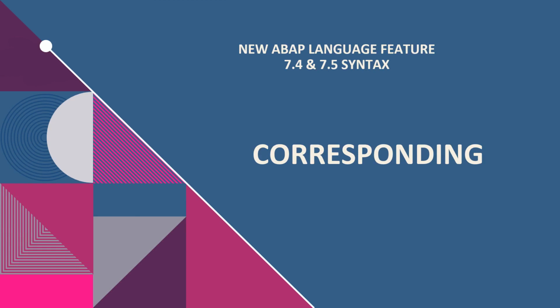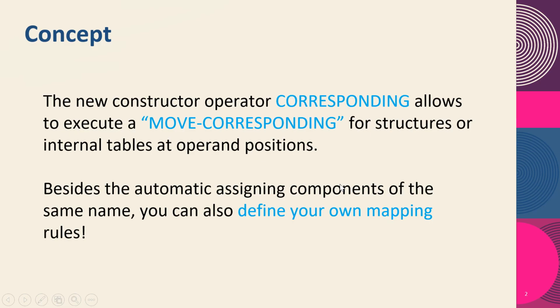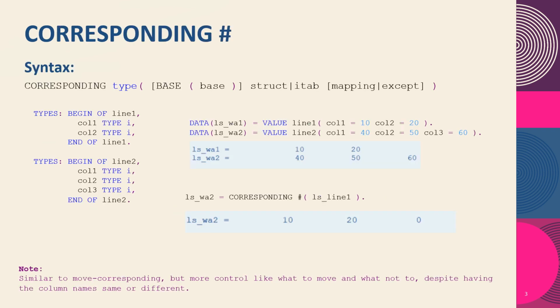In this session, I'll be explaining the use of the CORRESPONDING operator. The operator CORRESPONDING allows you to execute MOVE-CORRESPONDING for structures or internal tables at operand positions. Besides automatic assigning, you can also do your own mapping, similar to MOVE-CORRESPONDING, but it has more control over what to move and what not to move, whether the column names are the same or different.